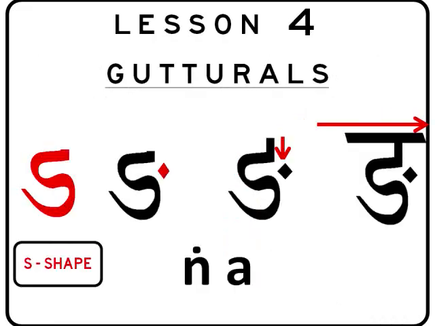To write the letter nga, you simply draw the letter S. On the top right portion of that S shape, you're going to draw a dot. You're going to connect the top part of the S shape upwards with a small vertical line, and you're going to meet it in center with a long horizontal line.